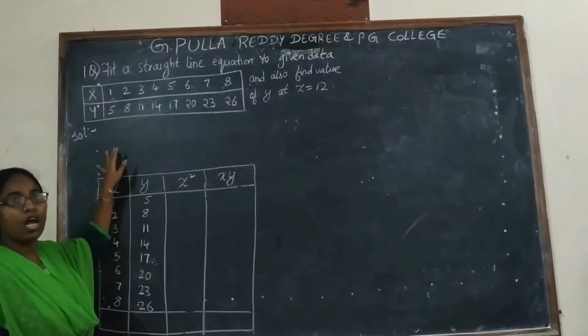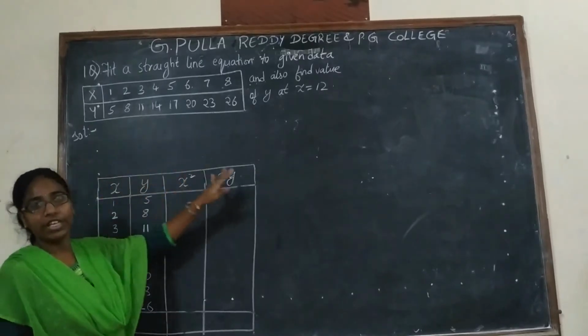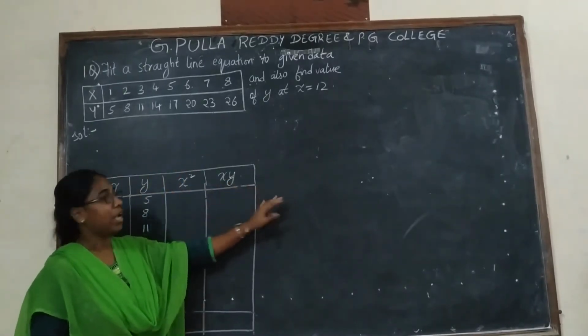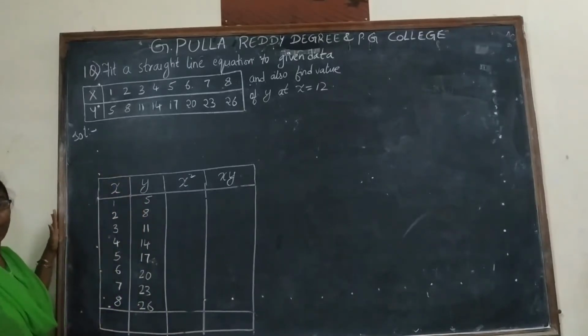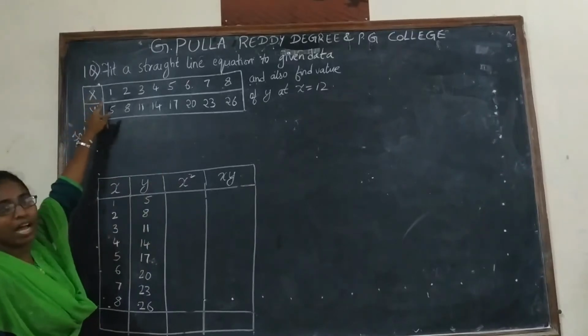We have discussed how to fit a straight line. We have seen the derivations for deriving the a and b values. Now we will see the calculation part, how we will derive the estimates a and b. Now here we have a question.